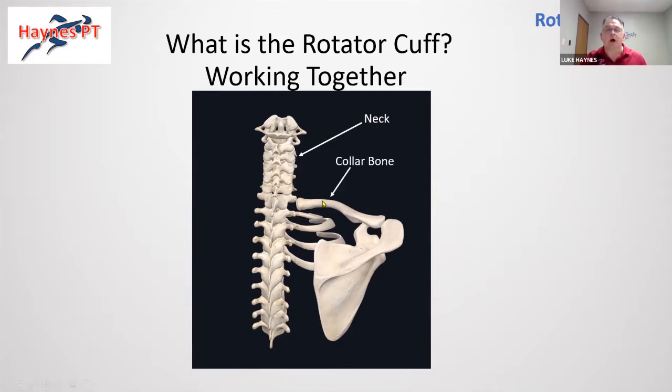The next piece is the collarbone. So the collarbone comes out and attaches onto the front side of the acromion right here, and then it comes around further to the front and it attaches onto the chest bone. And so really and truly, this is the only bony connection of the entire arm to the body, in this little area right here. So it kind of stabilizes the shoulder a little bit.